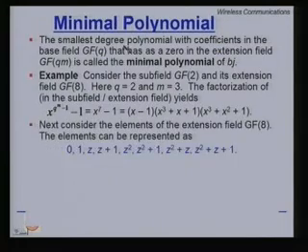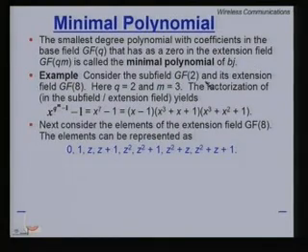So, the smallest degree polynomial with coefficients in the base field GF(q) that has a 0 in the extension field GF(q^m) is called the minimum polynomial of beta j. So, we are talking about a smallest degree polynomial where the coefficients are in the base field GF(q), but that has a 0 in the extension field. It must have a 0 because we intend to factorize it as (x minus beta 1), (x minus beta 2) and so forth.